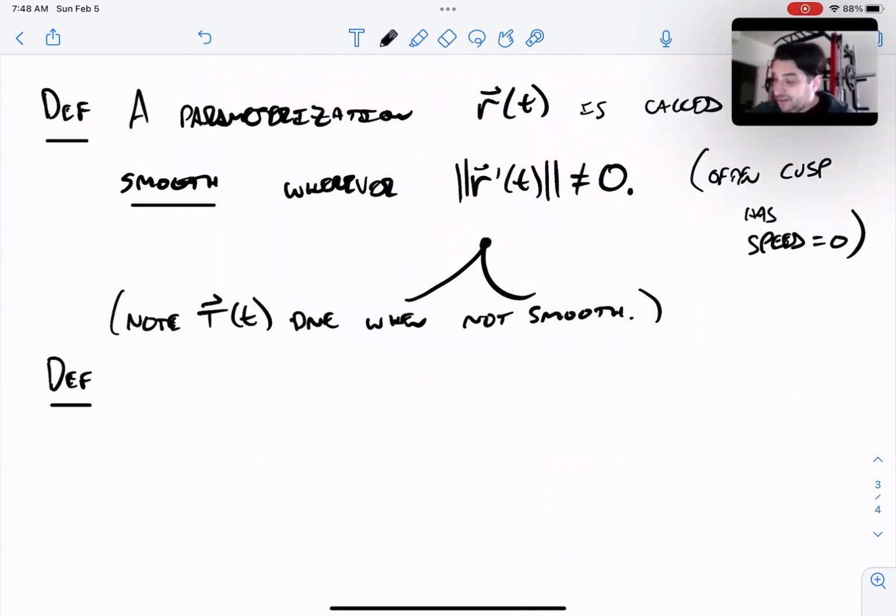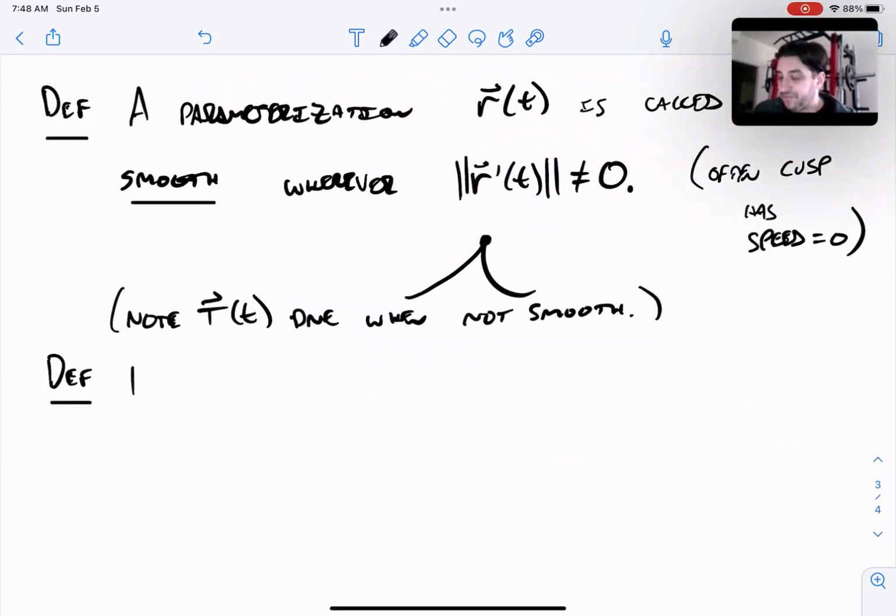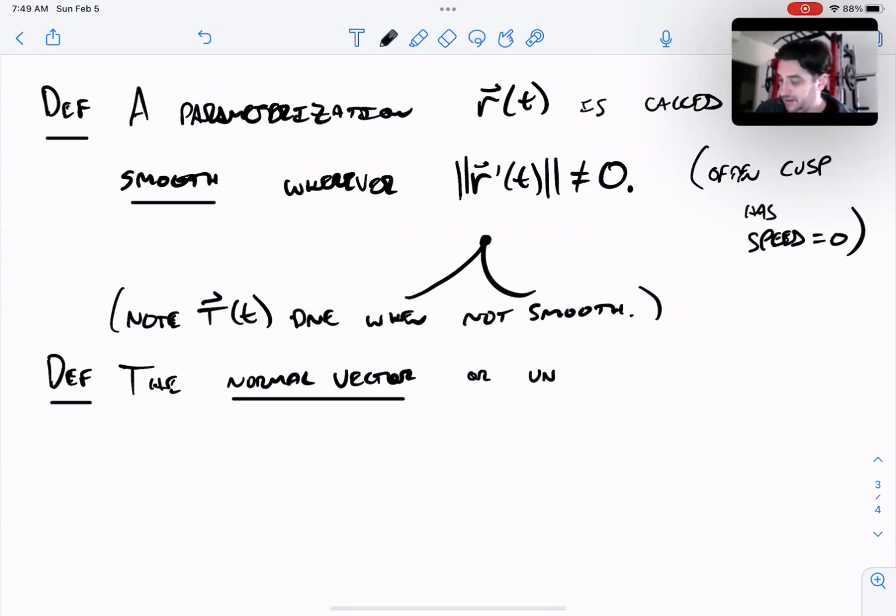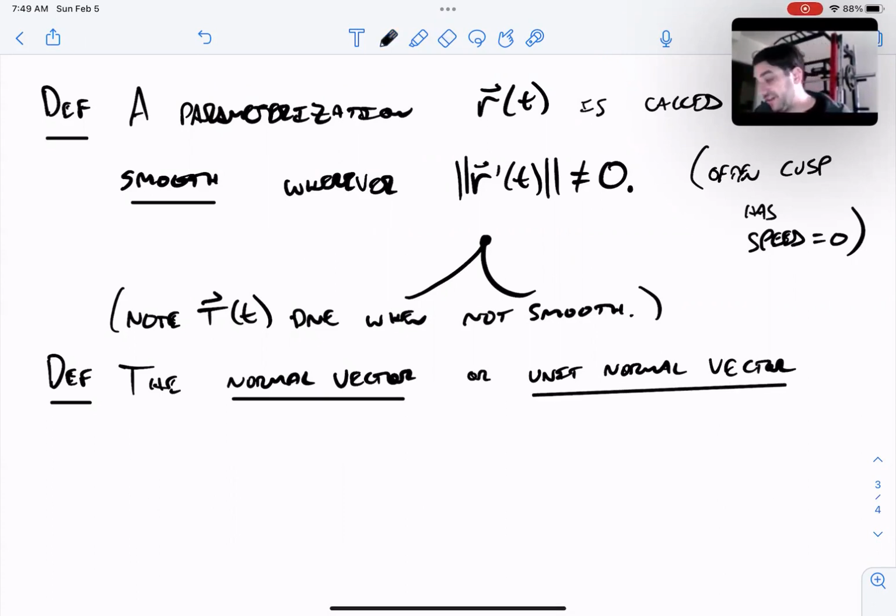Okay, so this is then our next definition, normal vector. So the normal vector, and again, sometimes people say unit normal vector, and sometimes they just say unit. Sometimes they just say normal vector.